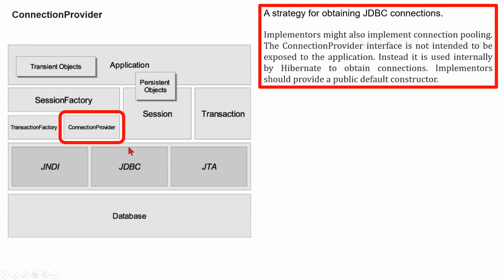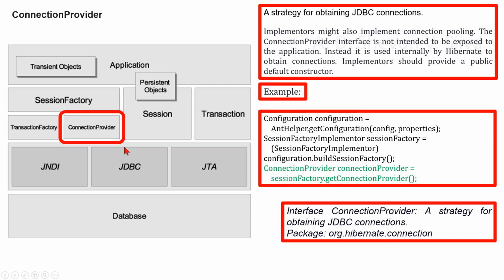Now we are focusing on ConnectionProvider, a strategy for obtaining JDBC connections. Implementers might also implement connection pooling. The ConnectionProvider interface is not intended to be exposed to the application. Instead, it is used internally by Hibernate to obtain connections. Implementers should provide a public default constructor. As an example, we can consider this code segment.